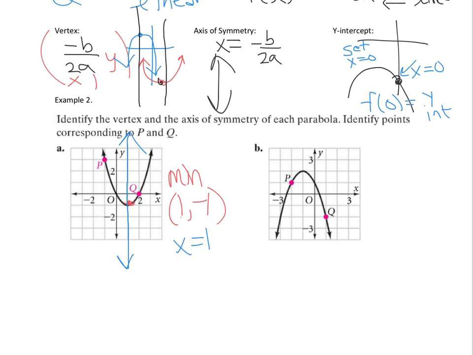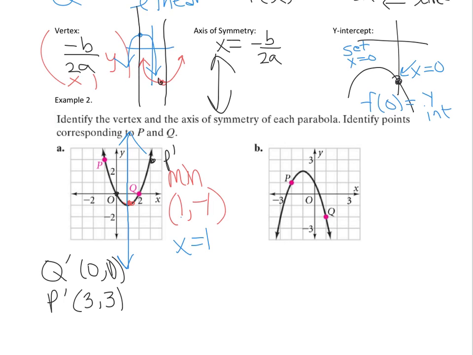And then Q is on the opposite side of it. So if Q is right here, Q prime is going to be 0, 0. P prime is going to be right here, and that value is going to be 3, 3. These corresponding points are equidistant from the axis of symmetry.